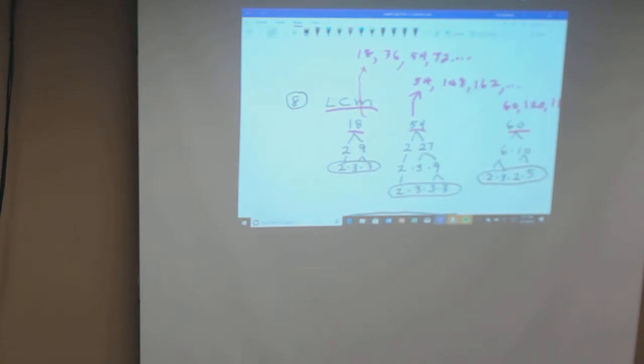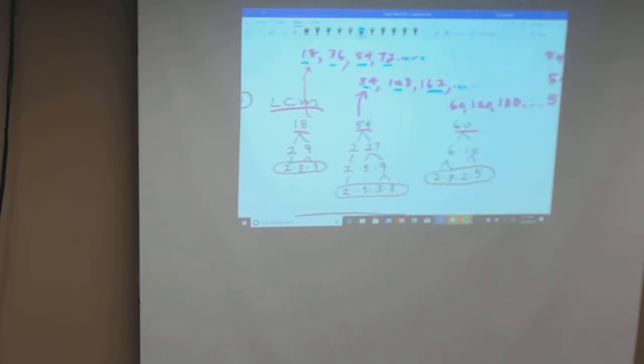Number 8. Find the LCM. What's LCM? Least common multiple. So multiples of 18 would be 18, 36, 1 times 18, 2 times 18, 3 times 18, 4 times 18, and so on. You follow what I'm doing? I just make a bunch of multiples of 18. Then multiples of 54 are 54, then 108, 1 times 54, 2 times 54, 3 times 54, and so on. And then multiples of 60 are 60, 120, 180, and so on. And I just keep stringing out the list until I find the one number that's in all three lists.